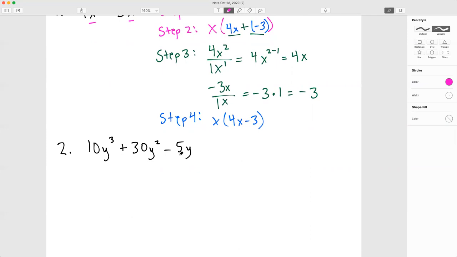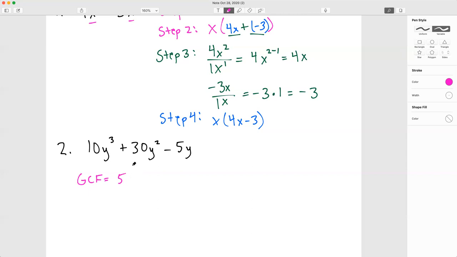So thinking about all the factors of 5, well, we have 1 and 5. A good way to figure this out is to look at the small number right here and ask yourself, can I divide all of these numbers by this number? And the answer is yes. Since I can divide 5 by itself, that means that 5 is the greatest common factor of the numbers. So our first step would be to find the GCF, step 1, and the GCF is 5.